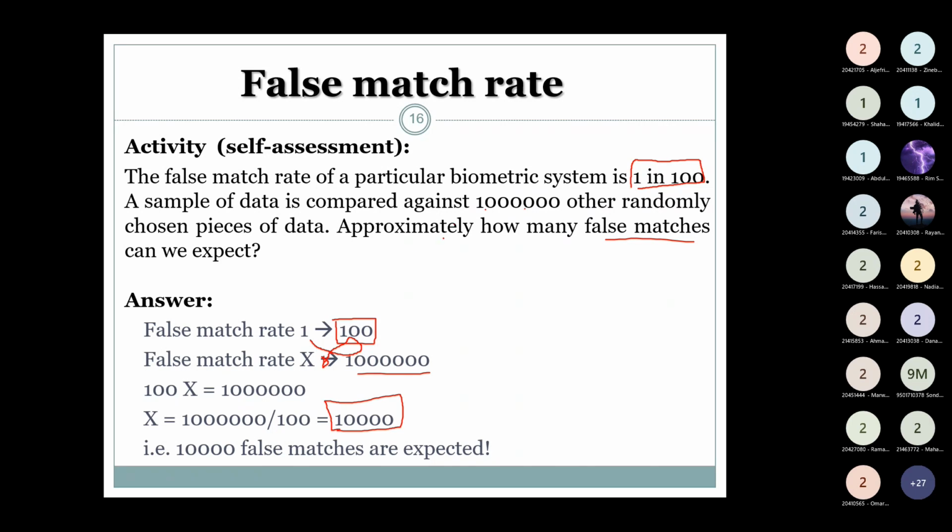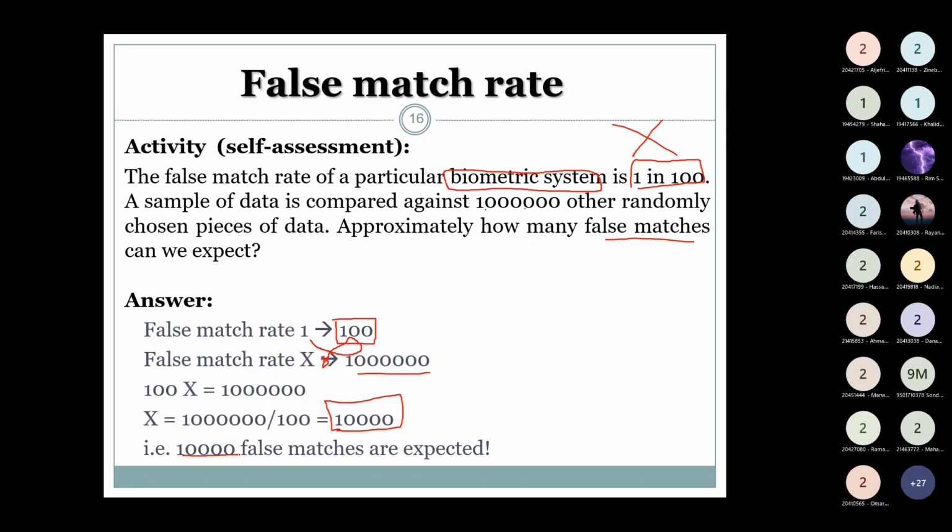So this biometric system is very tolerant. It cannot be accepted in airports, in places where the identification of people is critical. We can use this biometric system in some workplaces, but we cannot accept this number of false matches in particular places like the airports. So is it clear?